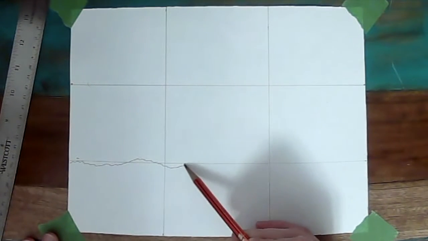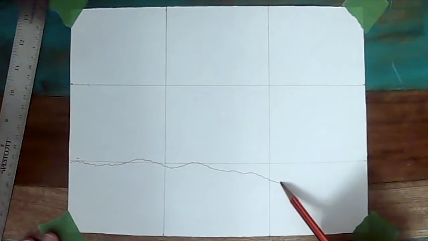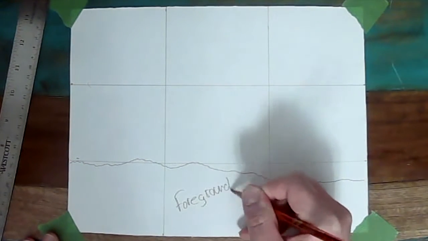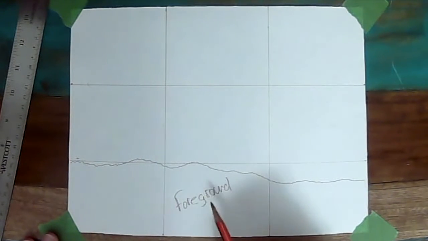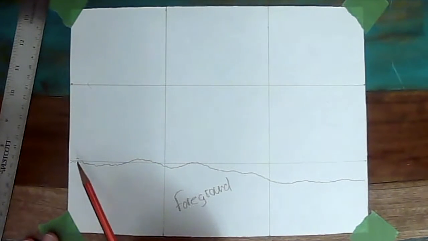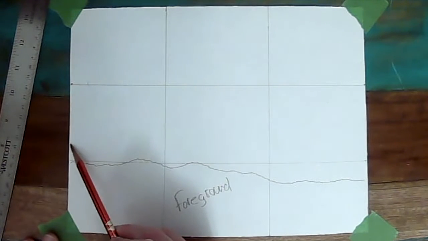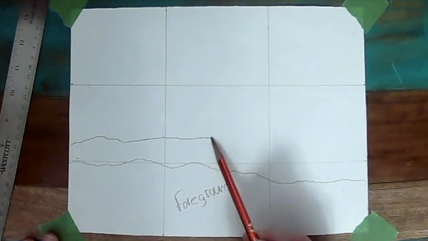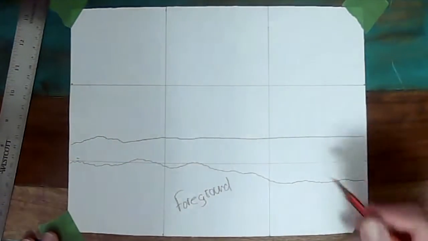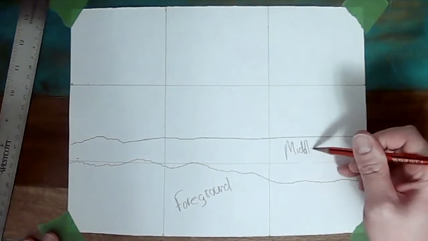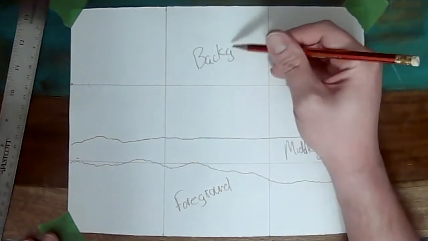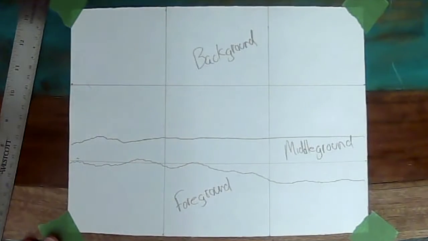So the next thing I want to do is set up my foreground, middle ground, and background. So I'm just going to draw a line. The first line right there is going to be my foreground line. And then after that, I'm going to draw a line for my middle ground, which is just kind of slightly above that first line that we drew in for the grid of the rule of thirds. And then everything behind that middle ground line is going to be my background.